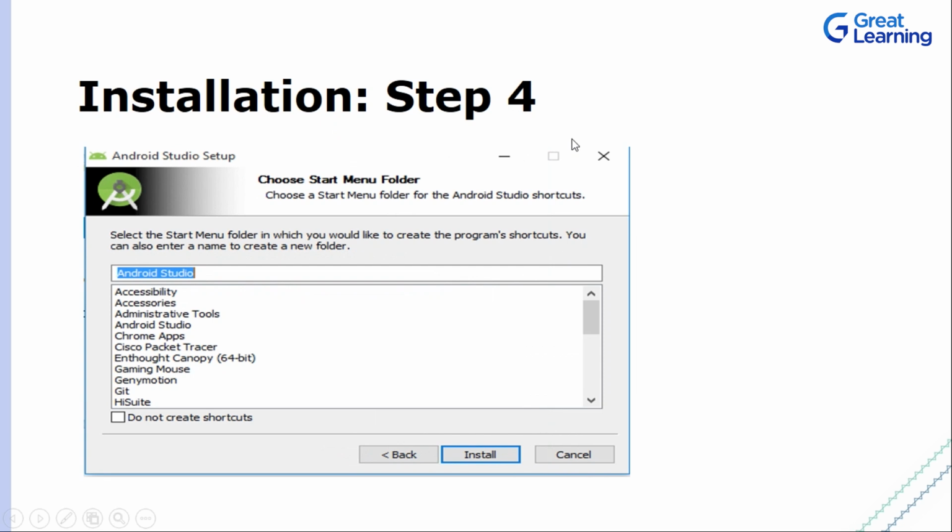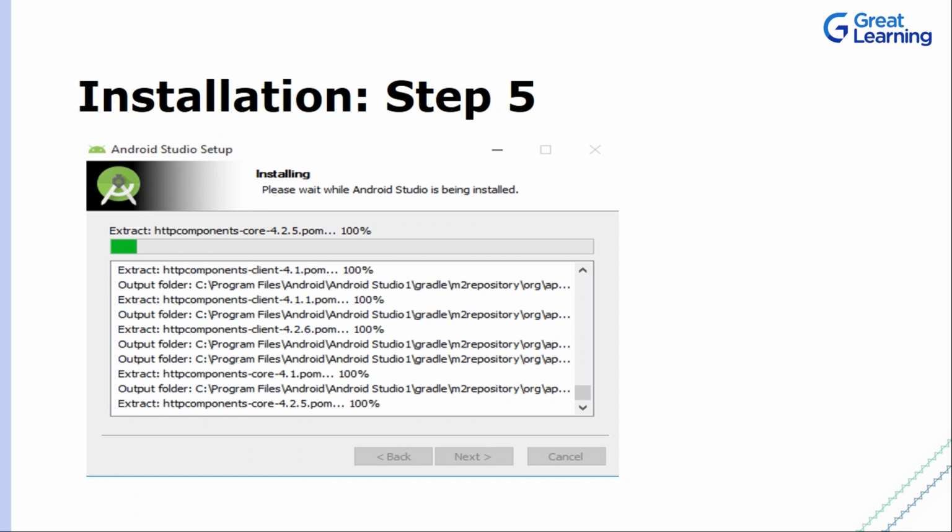It will ask you to choose the start menu folder where you want to store this. It is a default option that it gives you, Android Studio. Don't change it and just click on install. Okay, so since this installation process might take time, I have already installed it. This is step 5 for you. It will take around 8 to 10 minutes.